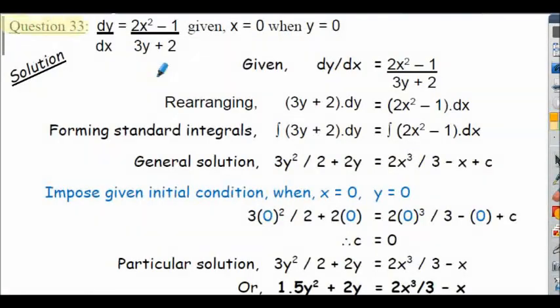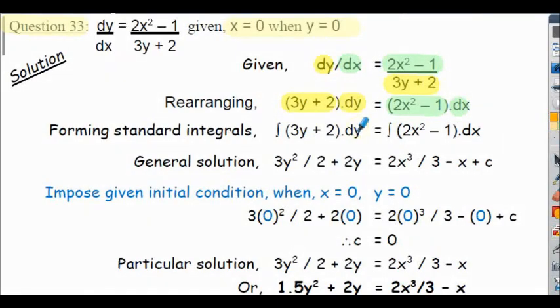Question 33. This is going to be a particular solution because we're given the initial condition shown here. From dy by dx is equal to (2x squared minus 1) divided by (3y plus 2), we simply rearrange, multiplying both sides by 3y plus 2. We have (3y plus 2) multiplied by dy. Notice I need the bracket here to ensure my BODMAS is correct. And multiplying both sides by dx, we have (2x squared minus 1) in our bracket again, multiplied by dx.